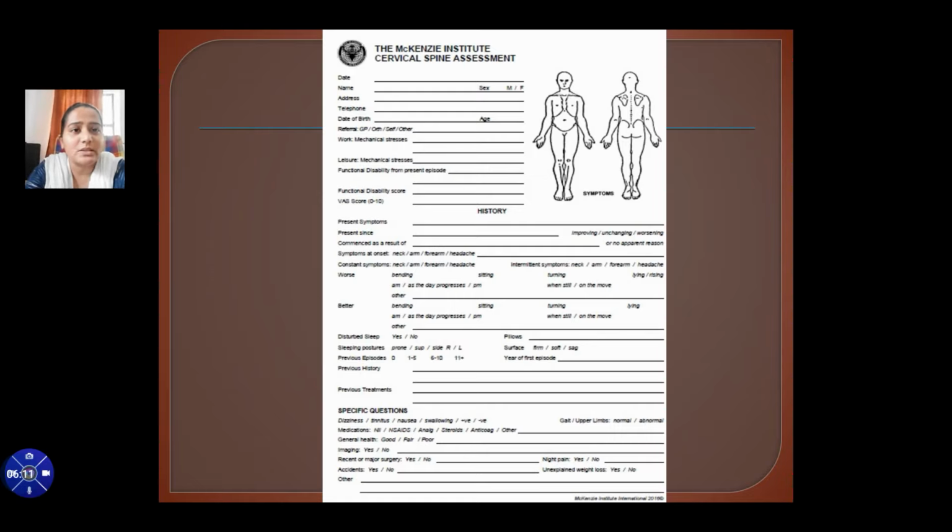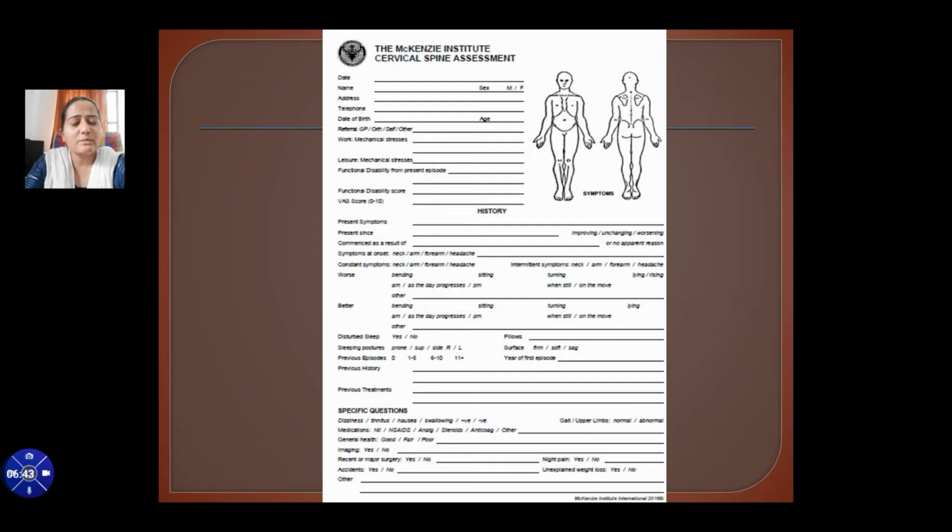Next is whether the sleep is disturbed, yes or no. And then we have to mark the sleeping postures, whether the patient is spending more time in the supine position, the prone position, or the side-lying position, whether right side or left side, that can be marked. Surface: the patient is sleeping on a mattress, so whether the surface is soft or hard can be marked.